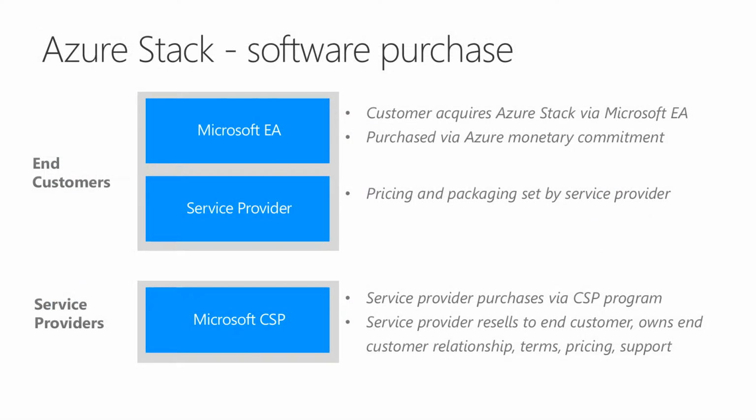The use of Azure Stack services can be obtained in two ways. As an end customer, the customer can purchase Azure Stack and pay for Azure Stack services via an enterprise agreement, and the relationship is direct with Microsoft. End customers can also pay for Azure Stack services through a service provider, where the relationship is with the service provider, and that service provider has the relationship with Microsoft. In this case, the pricing and packaging is set by the service provider. Specifically for service providers, the CSP program enables service providers to resell Azure Stack services to end customers, who then also own the customer relationship, terms, pricing, and end customer support.